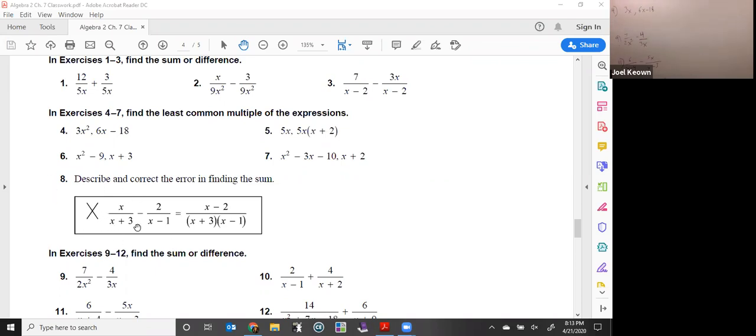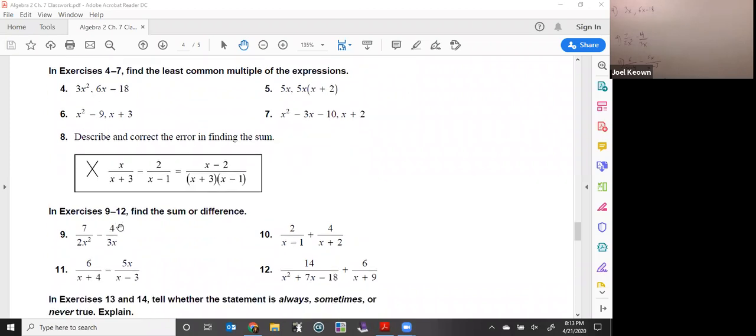So for number 8, notice that they had these two different denominators. And they said, oh, okay, our common denominator would be this denominator times this one, which is fine. But they didn't multiply the top of the fractions as well. And we'll do some practice with this. Now maybe it makes a little bit more sense, but that's what they did wrong.